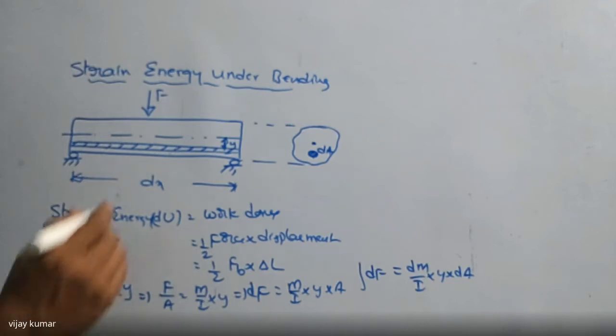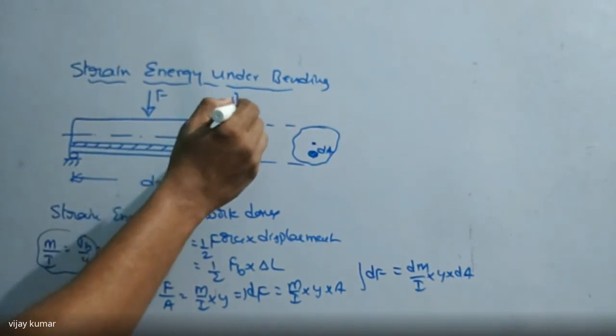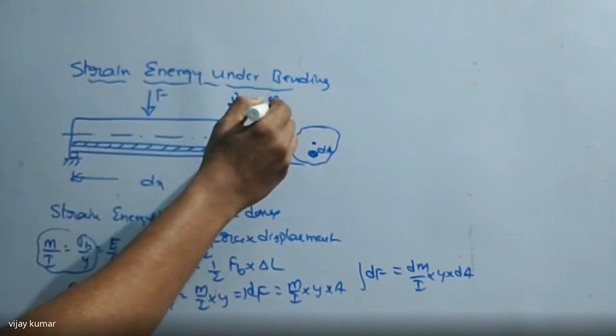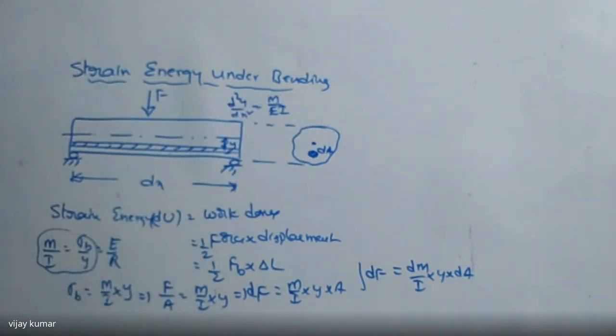Right. So here, what is the displacement? d²y/dx² is equal to how much? M by EI, that is the formula we can write here. So that is the displacement value, d²y/dx². If you integrate one time, we can get the deflection.